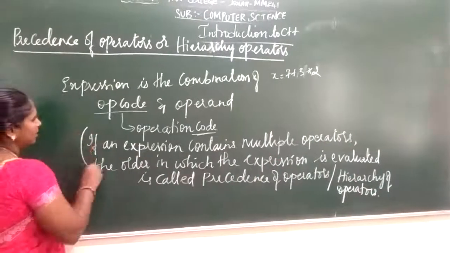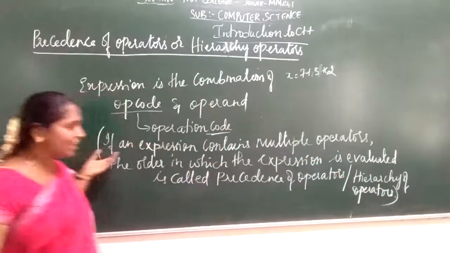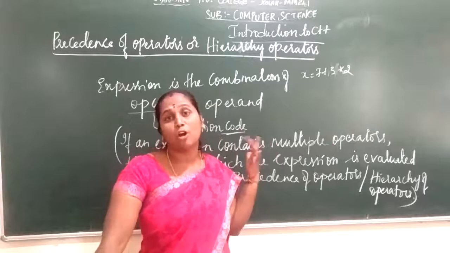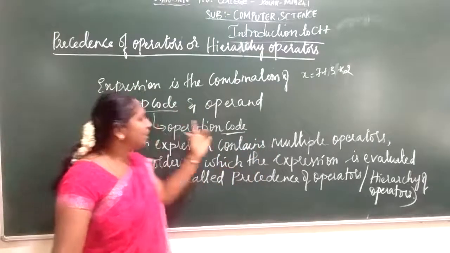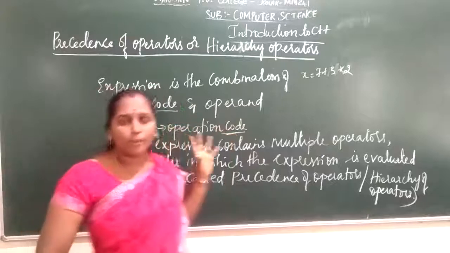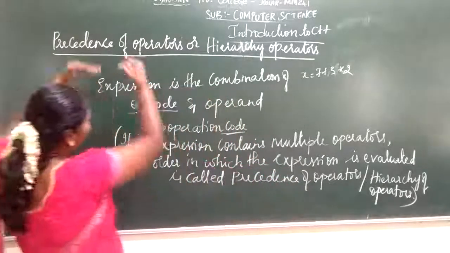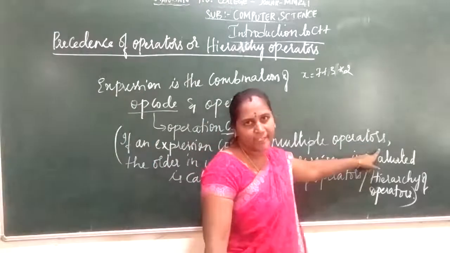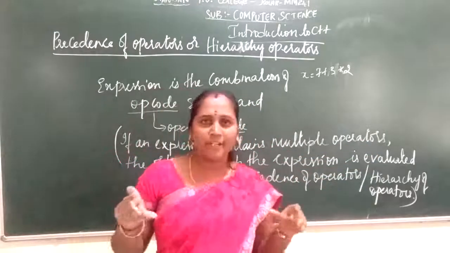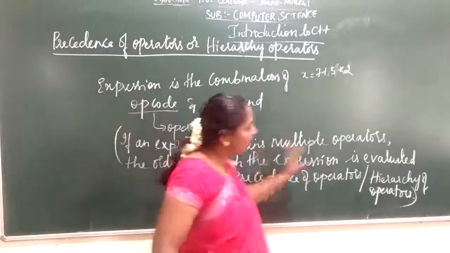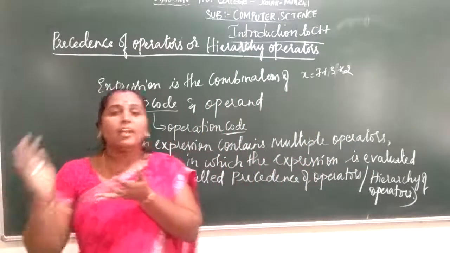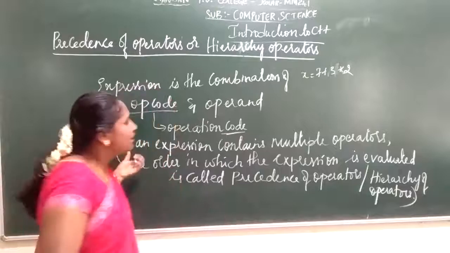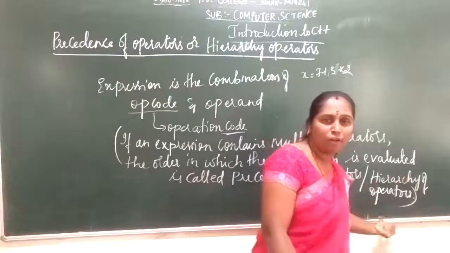So once again I will explain what the precedence of operator or hierarchy of an operator means. I have already told what an expression is. Expression is nothing but a combination of operands and opcode. I have told what opcode is. Opcode is nothing but your operation code, a symbol or operator used along with your operand. So the precedence of operators or hierarchy of operators means, if an expression contains multiple operators, the order in which you evaluate the expression, in which order you execute the expression, that order we call the precedence of operators or hierarchy of operators.